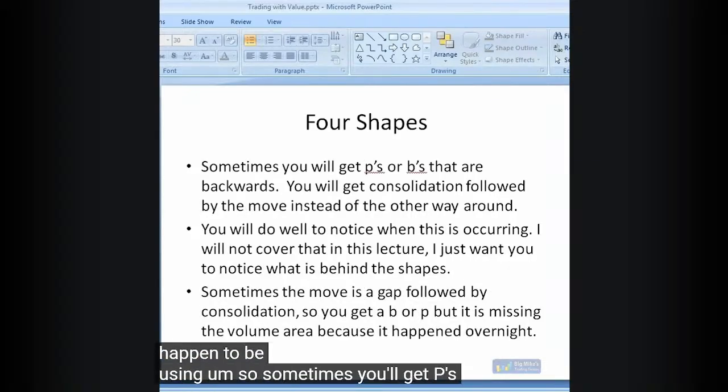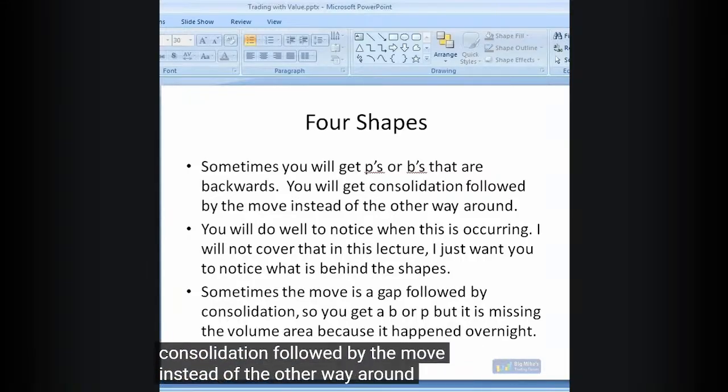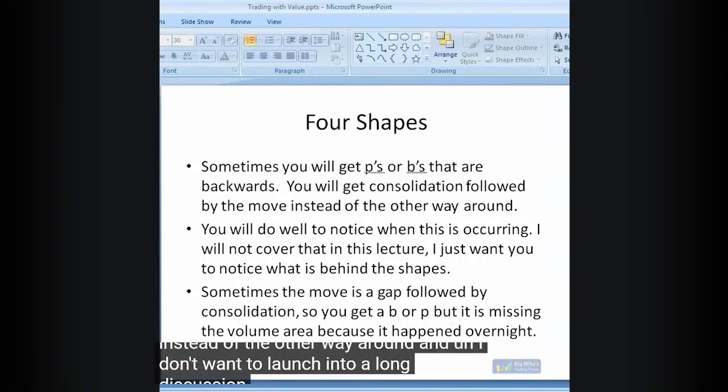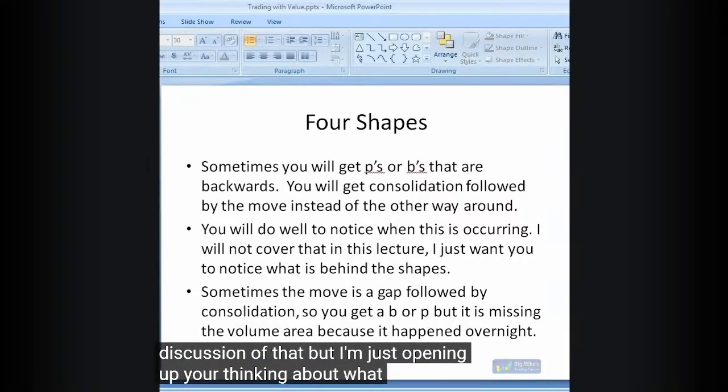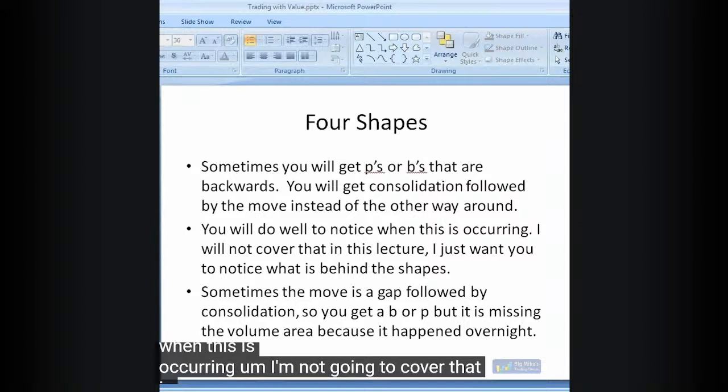So sometimes you'll get Ps or Bs that are backwards. You'll get consolidation followed by the move instead of the other way around. And I don't want to launch into a long discussion of that, but I'm just opening up your thinking about how different shapes might actually have different kinds of patterning behind them, so going deeper into the kind of thinking. And you'll do well to notice when this is occurring. I'm not going to cover that in this lecture, though.